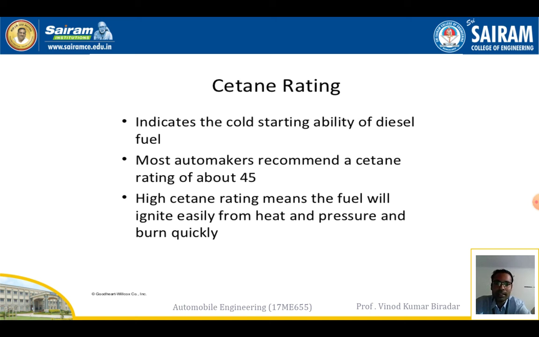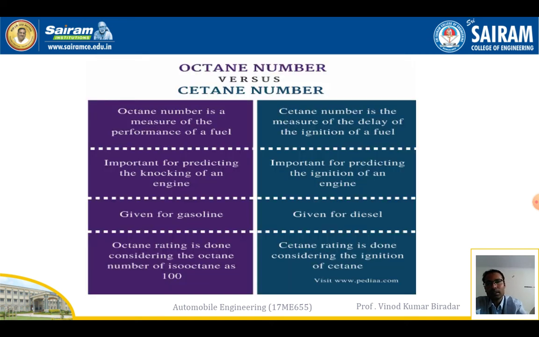A high cetane rating means the fuel will ignite easily from heat and pressure and burn quickly. If you use a higher cetane rating, we can ignite the fuel easily and get the heat very quickly. The main difference between octane and cetane numbers is that the octane number is a measure of the performance of a fuel, whereas the cetane number is a measure of the delay of ignition of a fuel. With the cetane number there is no delay; ignition takes place quickly.